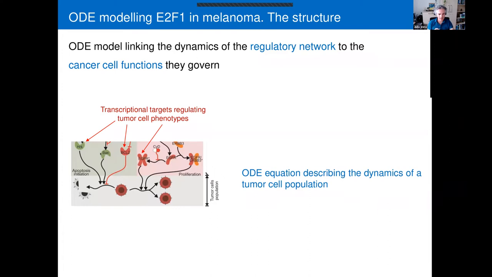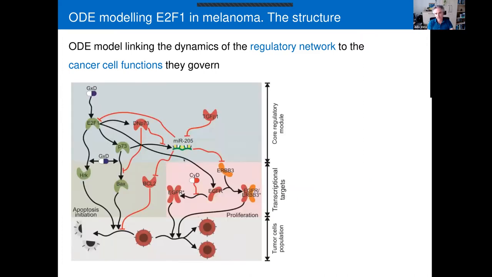So here, the decision whether the cell dies through apoptosis or proliferates is somehow controlled by the expression levels of the transcriptional targets we have in our model. So if you take everything together, what you have is a complex ordinary differential equation model that integrates different levels of information and that integrates molecular events together with cell population dynamics.